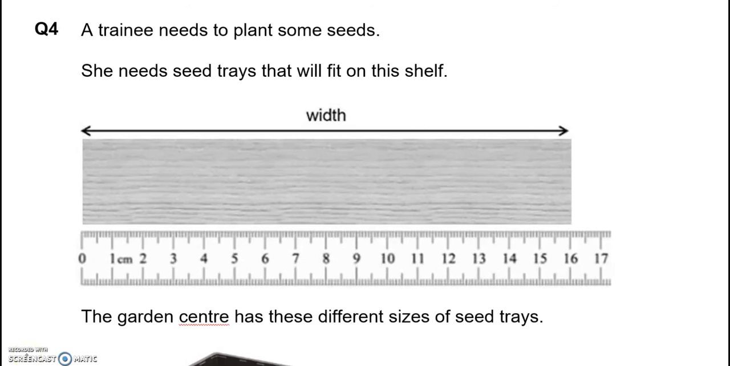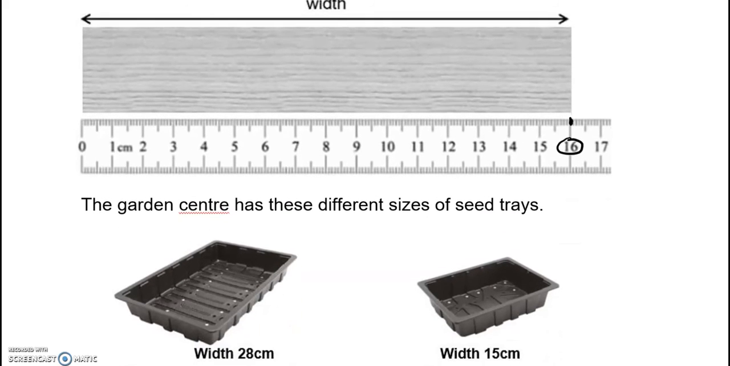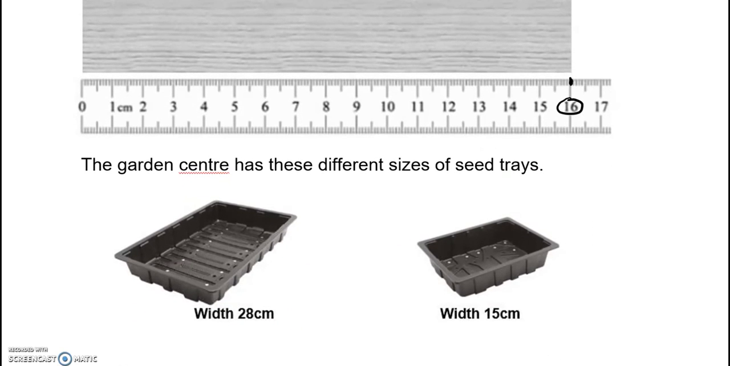Question 4. A trainee needs to plant some seeds. She needs seed trays that will fit on this shelf. So we're looking at the shelf, and that is 16 centimeters long. The garden center has these different sizes of seed trays.